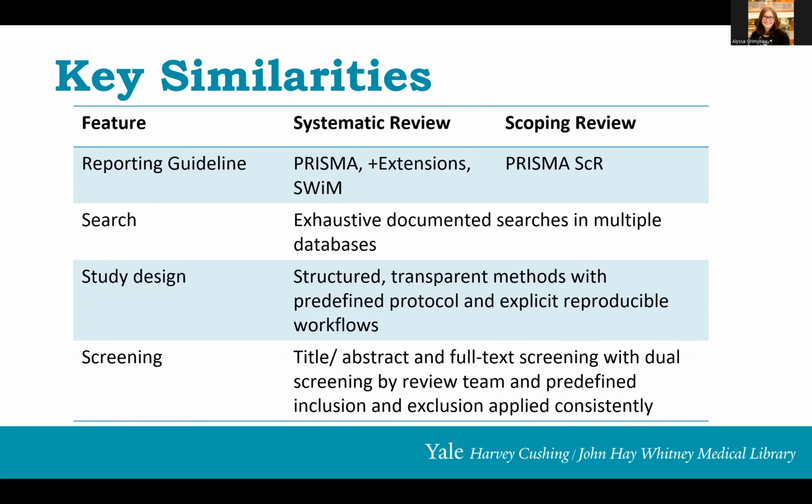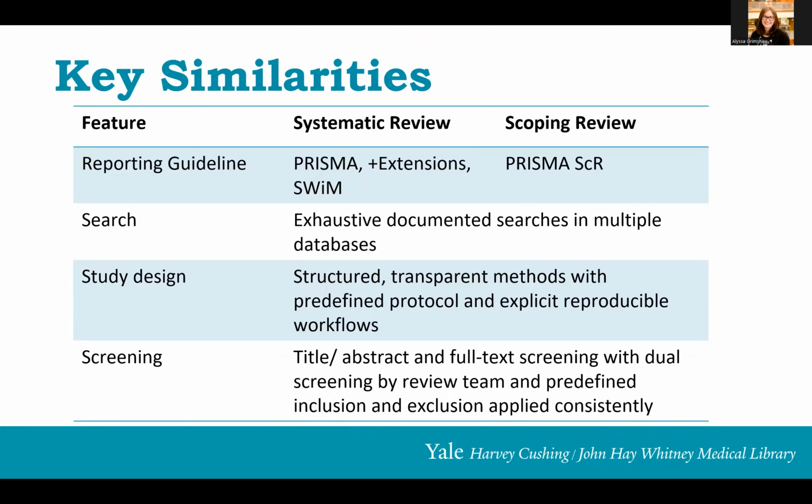I think it's also really important for this in particular to highlight the similarities between systematic and scoping reviews. There are a lot of scoping reviews that are published under systematic review titles because there's a misunderstanding of the review type in terms of the rigorous methodology versus the purpose of the review or the format of the research question. Both systematic and scoping reviews follow this rigorous methodology that includes structured and transparent methods with a predefined protocol that is registered. Very important that your protocol ends up registered and has reproducible workflows.